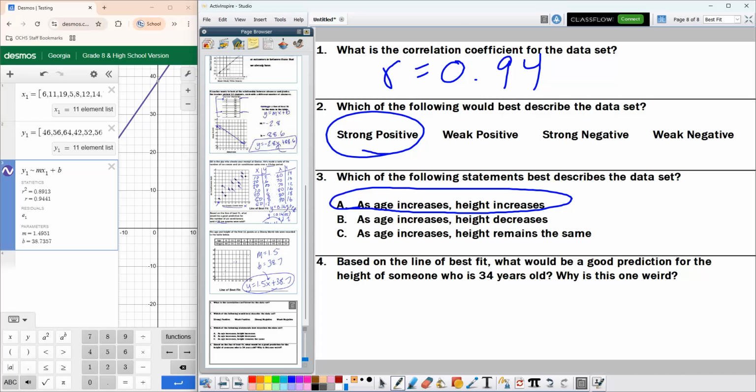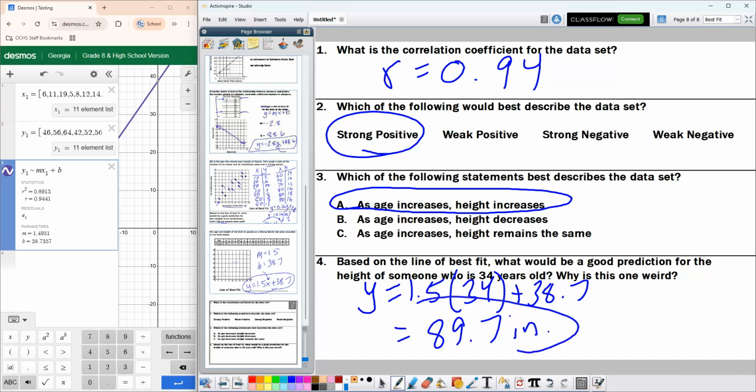Based on a line of best fit, what would be a good prediction for the height of someone who is 34 years old? So what we would do is we would type this in, y equals 1.5 times 34 plus 38.7. So I'm going to type that into my calculator real quick and say 1.5 times 34 plus 38.7, and that gives me 89.7. So I think that we're dealing with inches tall here. So 89.7 inches tall.